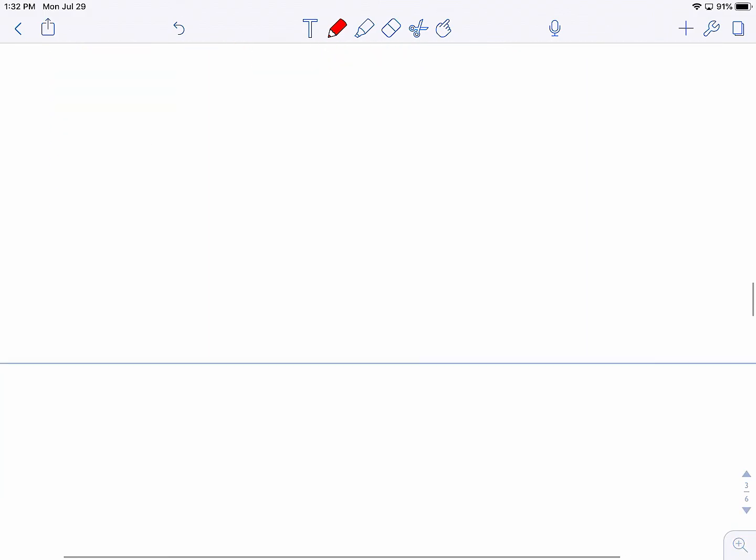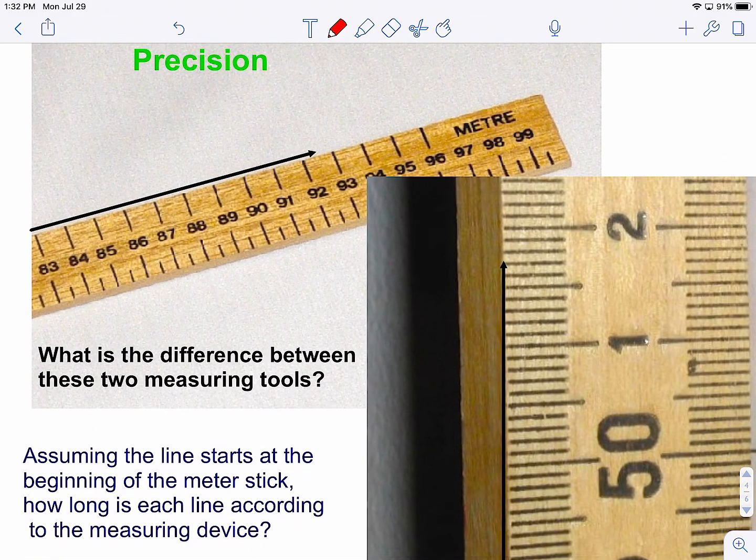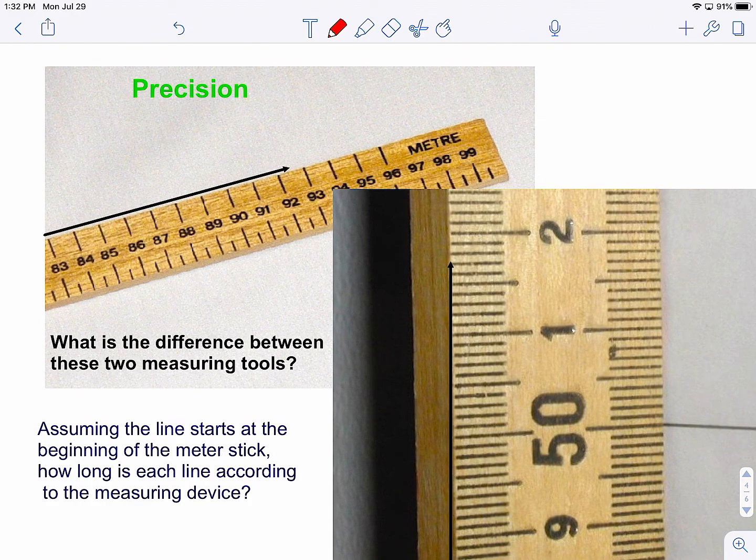Now, why do we care? All right, why do we care about sig figs? It has to do with precision. Now, there's 2 definitions for precision. One has to do with a group of measurements and how those measurements are close to one another. We're talking about the other definition for precision, which is if you're looking at a single measurement, how precise is that measurement, the degree of exactness that that measurement is made and stated.